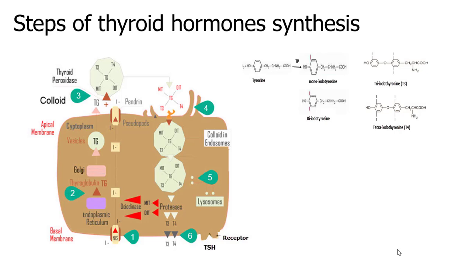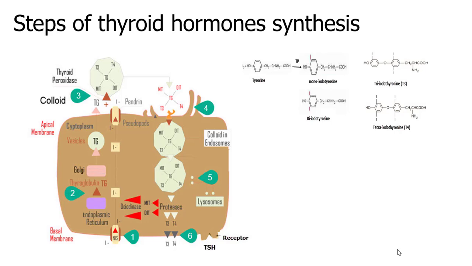In step number 4, a part of the colloid will be taken by the endocytosis process back into the thyroid cells to form vesicles. In step number 5, the vesicles fuse with lysosomal enzymes, which break down the thyroglobulin to release the pair of iodinated tyrosine. In the last step, step number 6, T3 and T4 are released into the blood, and the remaining part of the thyroglobulin will be recycled to form further colloid.